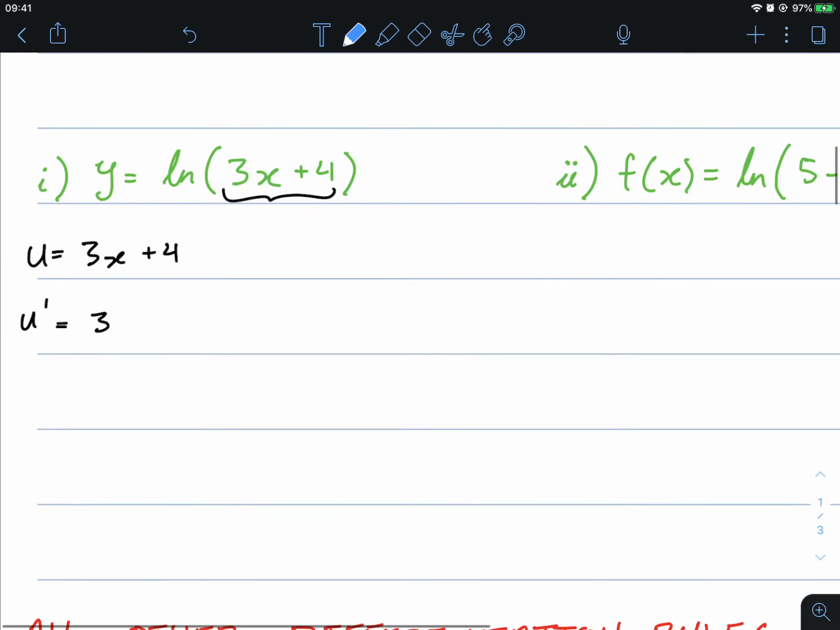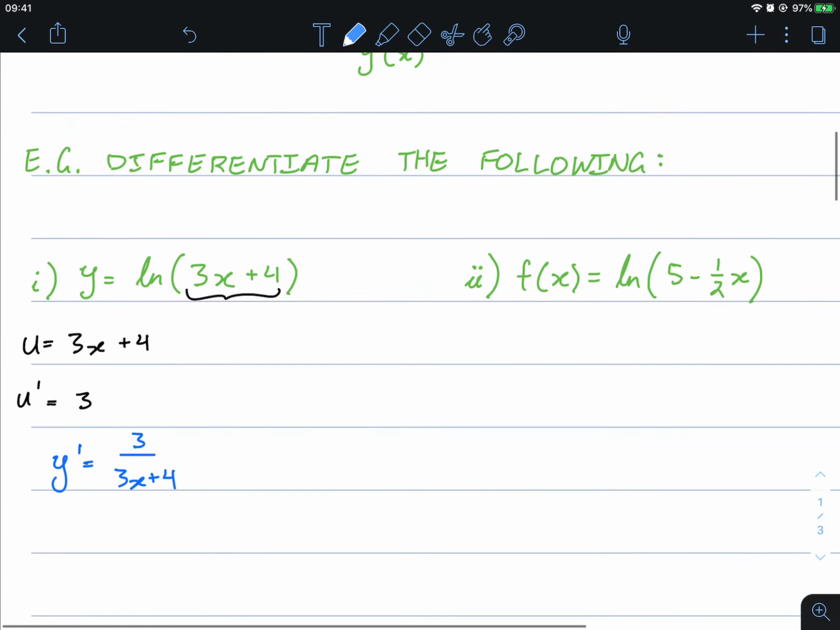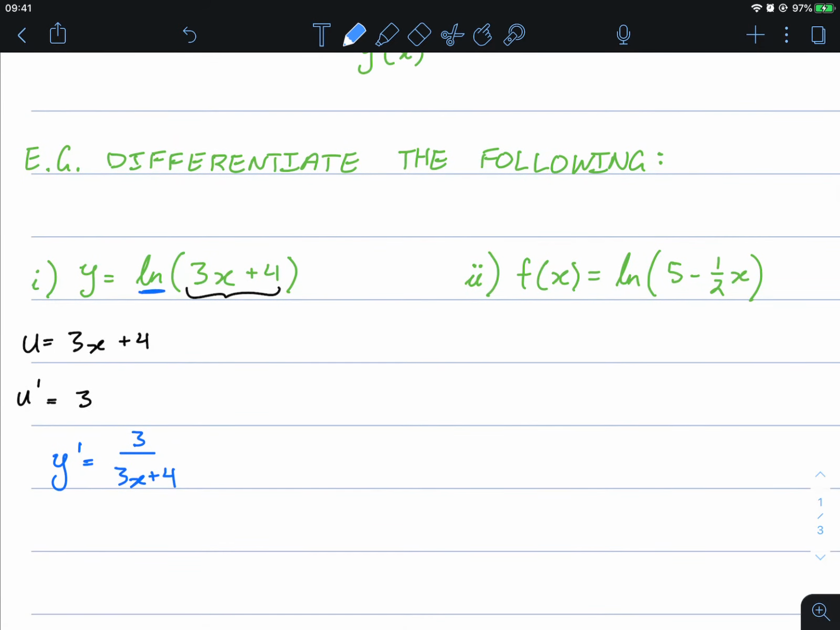Now that we have this, y prime we can summarize as u prime on u. Substituting our values, u prime is 3 on 3x plus 4. It's very simple, just as that. So we went from ln of this value here, and its derivative is 3 on 3x plus 4.